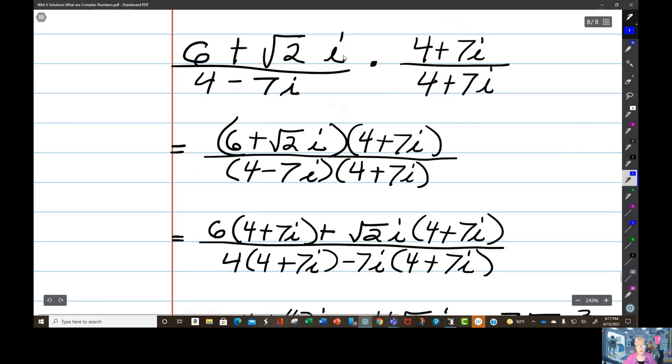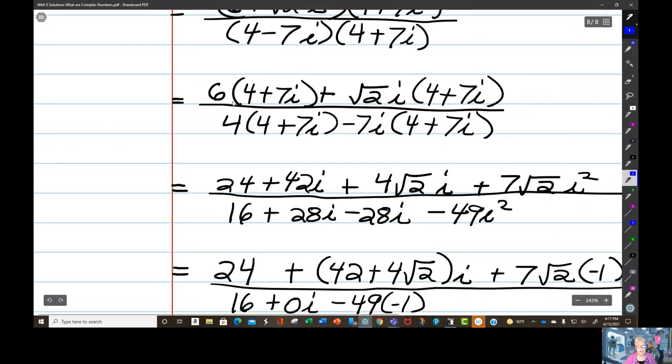Okay, 6 plus the square root of 2i over 4 minus 7i times 1, and 1 is formed from the conjugate of the denominator. Then I multiply the two numerators together and the two denominators together. And this will give me 24 plus 42i plus the square root of 2i times 4. So that's 4 times the square root of 2 times i, plus the square root of 2 times plus 7i, which will give us 7 times the square root of 2 times i squared. Yeah, pretty weird.